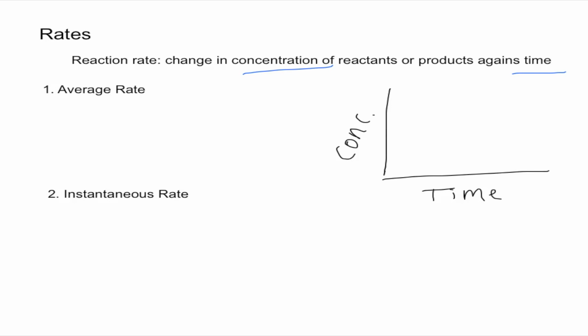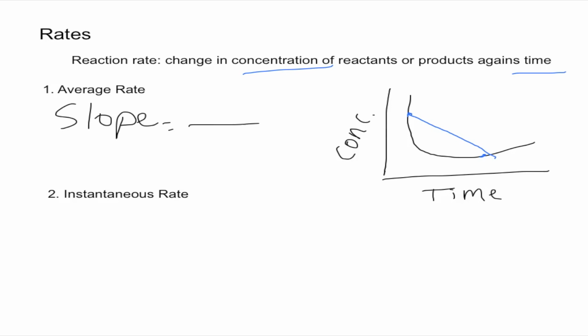And there are two different ways that rates can be found. There are two different methods. The first is the average rate, which is the same as finding the slope. So if you have a graph, let's say that goes like this, you can find the slope by comparing two different points, like that. And its formula is y2 minus y1 over x2 minus x1, those being the coordinate points.